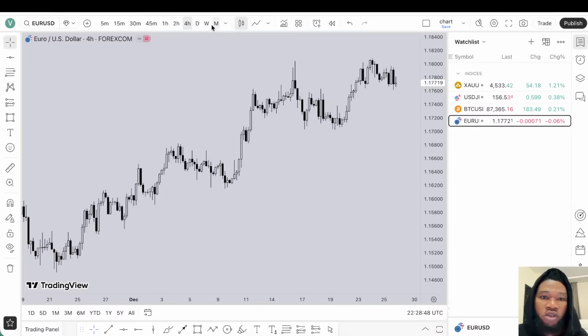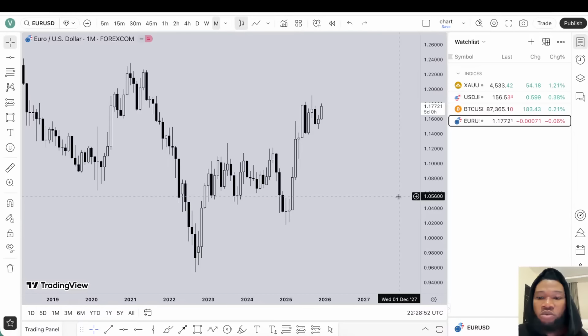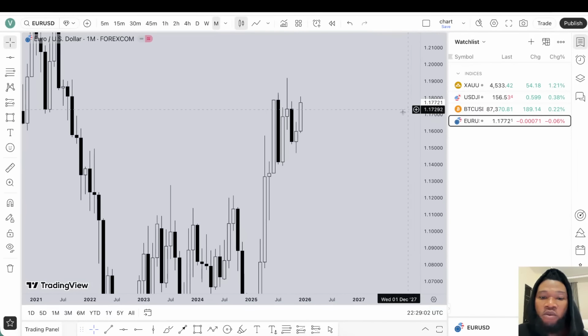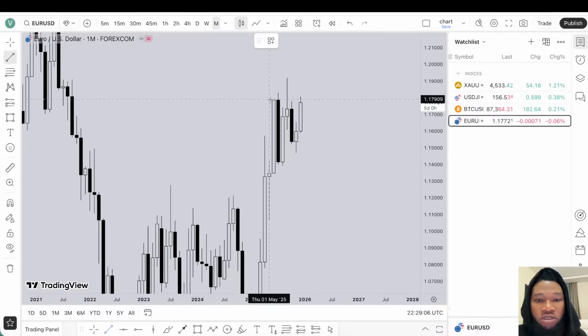Okay, let's start with monthly, because it's been long we've not. Starting from monthly, what can we see here? You can see something clearly. We had on monthly here, monthly reject monthly. You see that monthly reject monthly there.